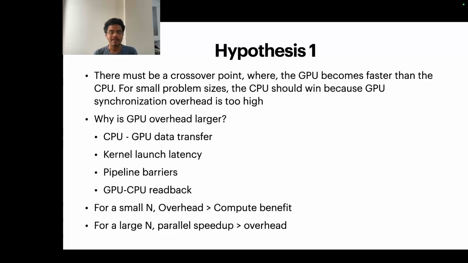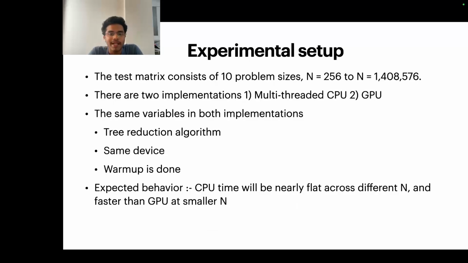The first hypothesis is that there must be a crossover point where the GPU becomes faster than the CPU. For small problem sizes, the CPU should win because GPU synchronization overhead is too high. The experimental setup consists of a test matrix which has 10 problem sizes from n equals 256 up to 12 million. There are two kinds of implementations here: one is a multi-threaded CPU and the other is a GPU implementation. It's a controlled environment, the same algorithm, the same device, and warm-up is done on both CPU and GPU.